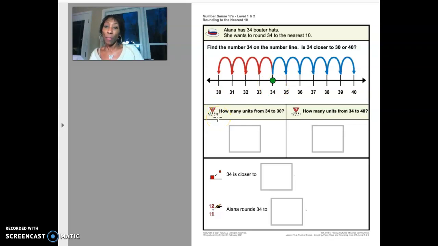So then you come in and you answer those questions. How many units from 34 to 30? How many units from 34 to 40? And you answer the questions. Which number is 34 closest to? And what number are you going to round 34 to? And then you're done.